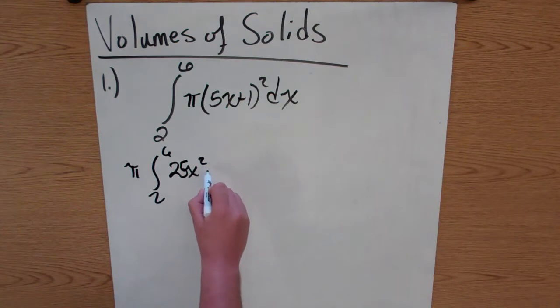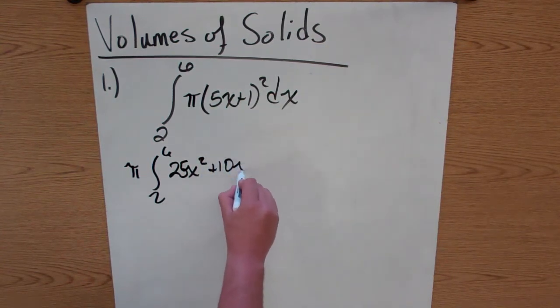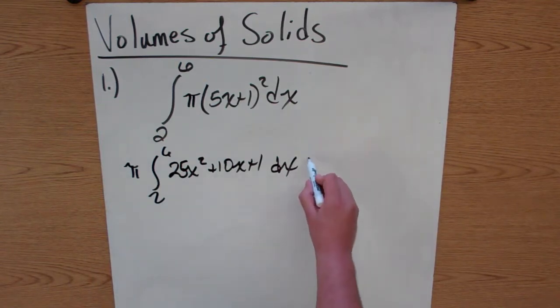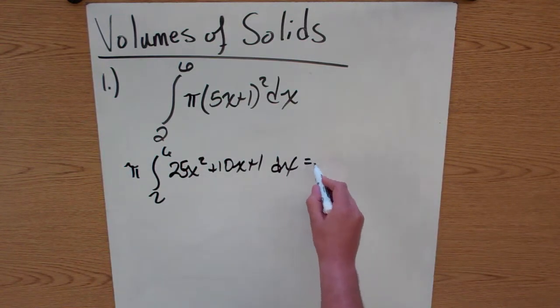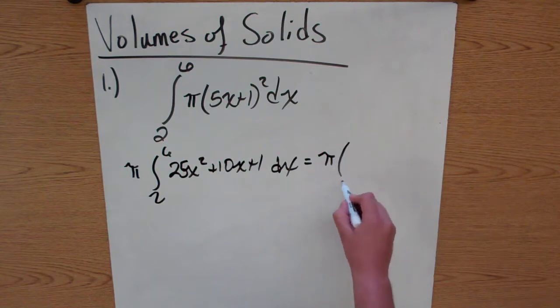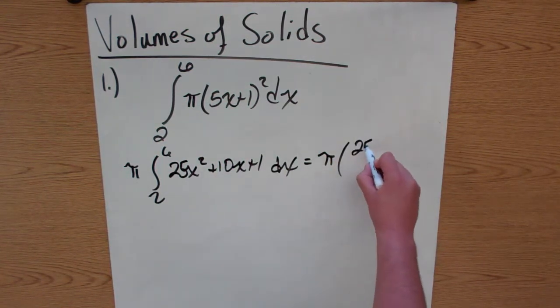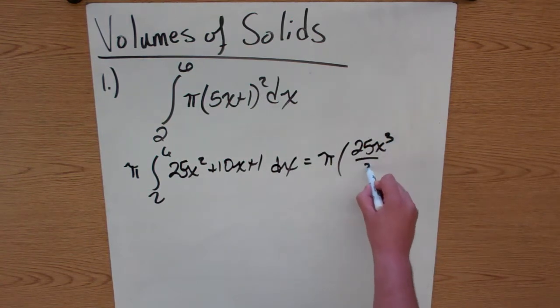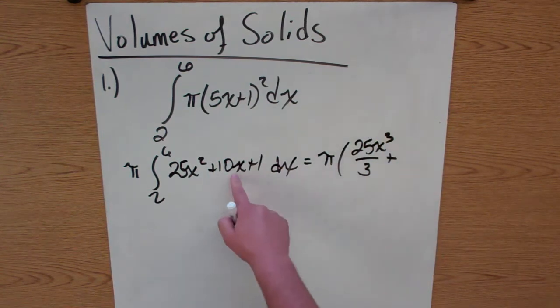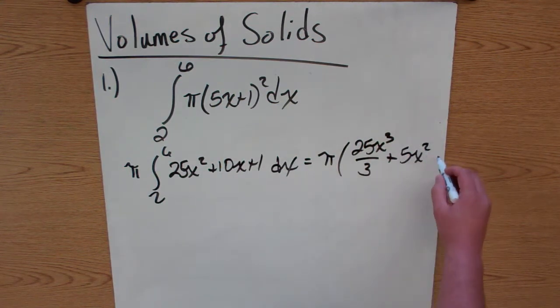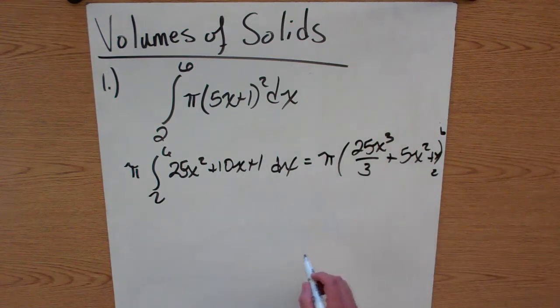25x squared plus 10x plus 1 dx. Now take the antiderivative, which is going to be pi times the antiderivative of 25x squared is 25x cubed over 3 plus, this would be 10x squared over 2 or 5x squared plus x evaluated from 2 to 6.